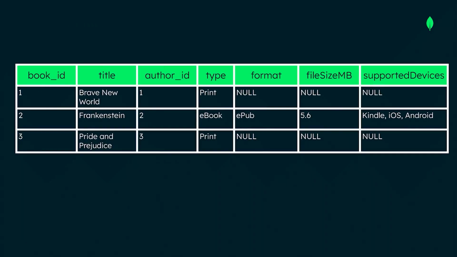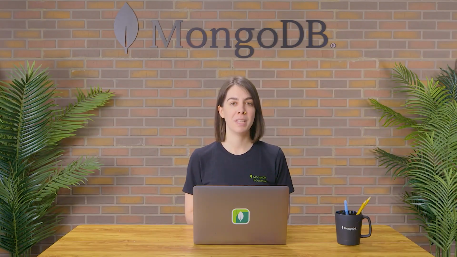If you were to represent the same data in a relational database, you would need multiple columns with null values. For example, columns like format, file size, and supported devices, which only apply to ebooks, would contain null values for all print book records. This approach creates issues in terms of storage and makes it difficult to adapt to changing requirements. Arrays in MongoDB are a powerful tool for flexibility as well.